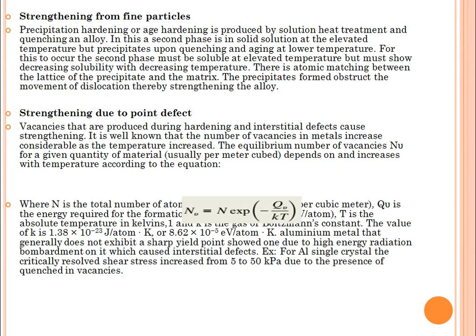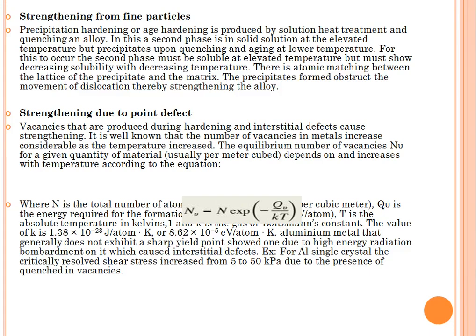So how to strengthen the fine particles? So precipitation hardening or age hardening is the process by which you are going to go with the heat treatment and quenching the alloy. Further, it is provided with elevated temperature and also precipitates upon quenching and aging at lower temperature. The second phase must be soluble at elevated temperatures, so there is no atomic matching between the lattice, between the precipitate and the matrix. Precipitates formed obstruct the movement of the dislocation.